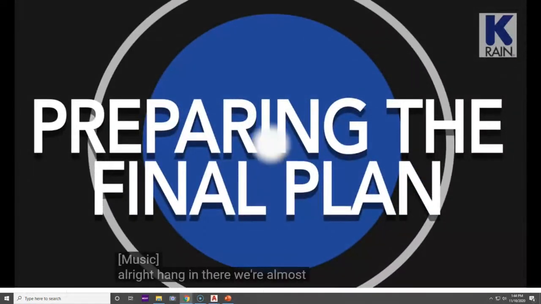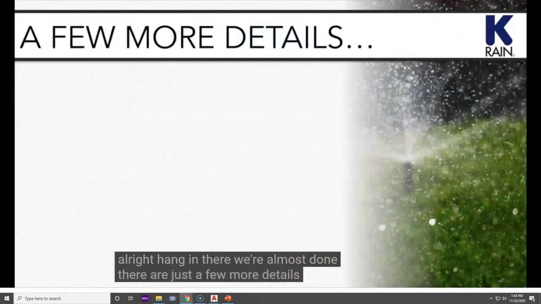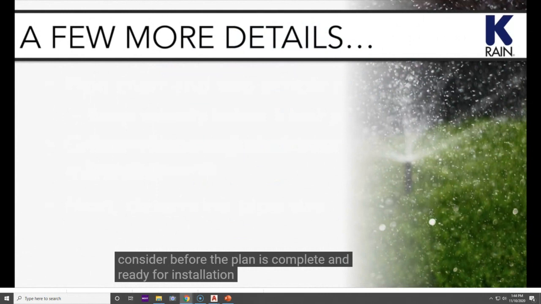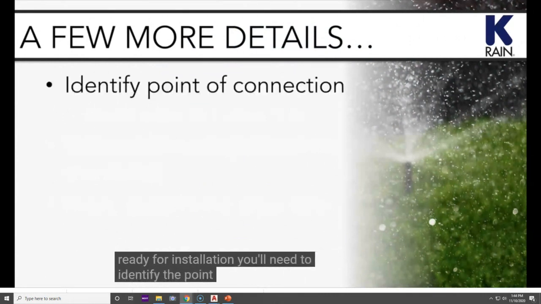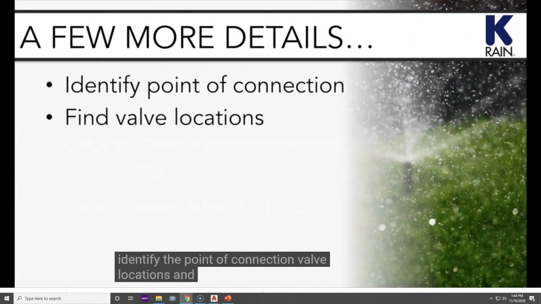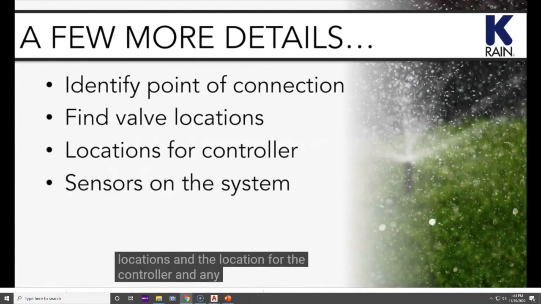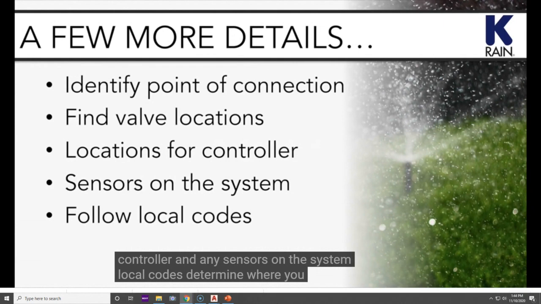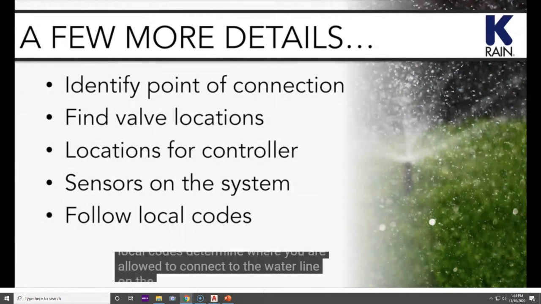All right, hang in there, we're almost done. There are just a few more details to consider before the plan is complete and ready for installation. You'll need to identify the point of connection, valve locations, and the location for the controller and any sensors on the system. Local codes determine where you are allowed to connect to the water line on the property.